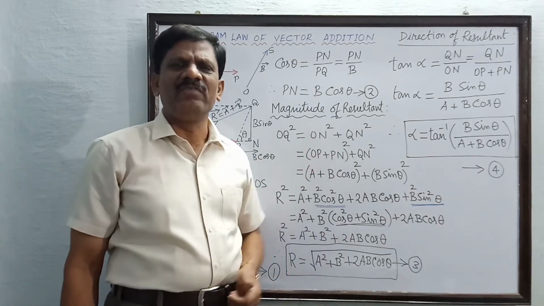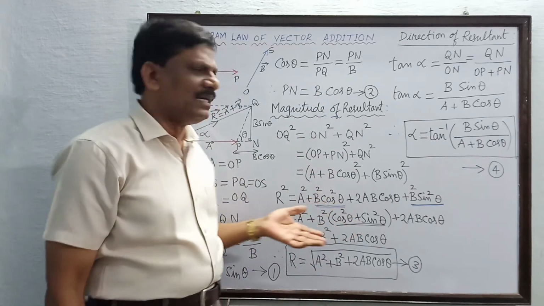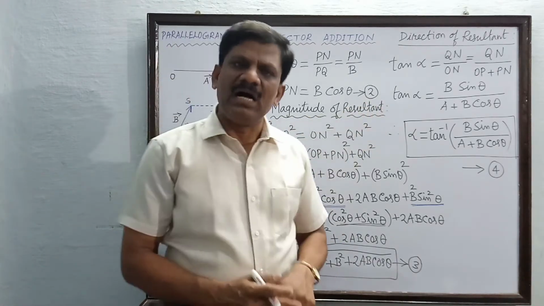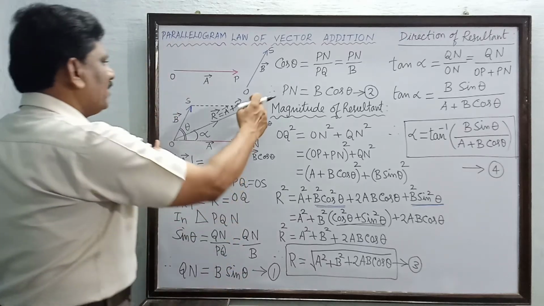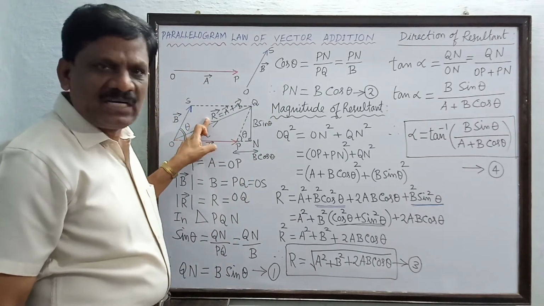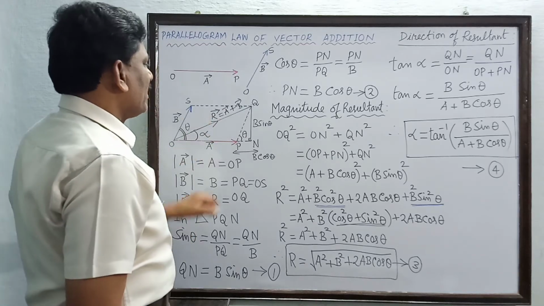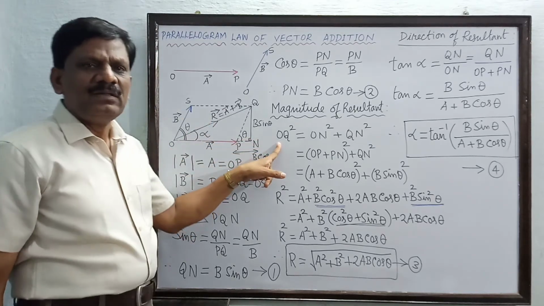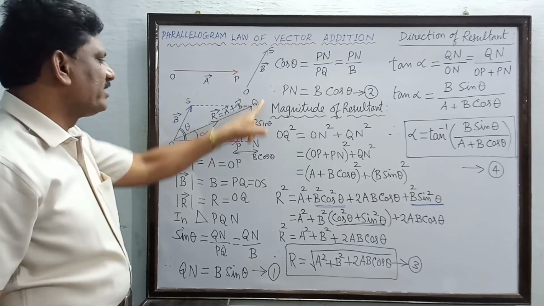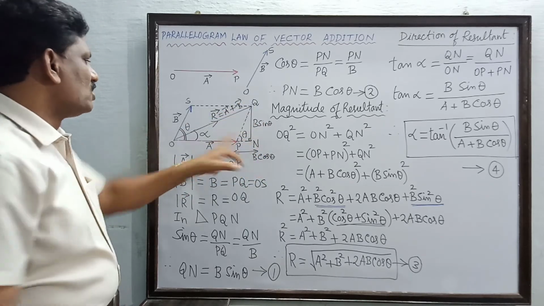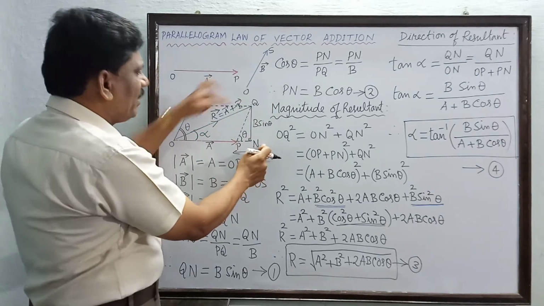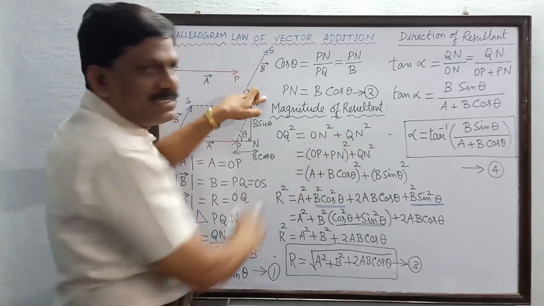Same steps. Just now we have derived for the triangle law of vector addition, is it not? Then I want to find the magnitude of the resultant vector R. So the length of the side OQ is equal to the magnitude of the vector R. For that I am going to apply the Pythagoras theorem in the larger right angle triangle OQN. So hypotenuse square, that is OQ square, is equal to ON square plus QN square.